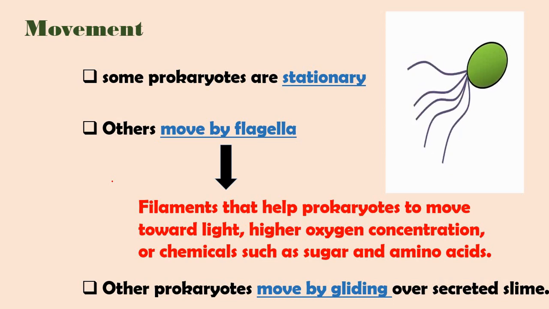We said before that some bacteria are stationary, meaning they can't move, and other can move by a thread filament called flagella, singular flagellum. So flagella are filaments which help the prokaryotes to move toward light, toward higher oxygen concentration, or toward chemicals like sugar or amino acids for nutrition. Another way for prokaryotes to move by gliding over secreted slime, but it's less common.